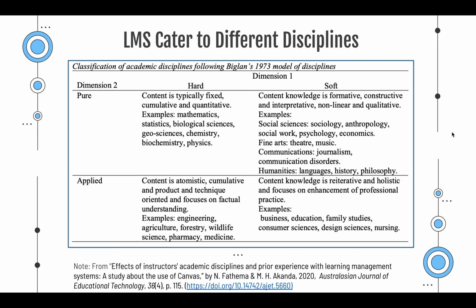So I included this early on, that LMS cater to different disciplines. This was outlined in Fatima and Akanda's article. This is based on Bigland's 1973 model of disciplines. We have hard pure, hard applied, soft pure, and soft applied disciplines. This is to discuss really the type of career, the type of study that's being applied, and certain LMS work better for different types of disciplines. This will be expanded upon in a few slides here.